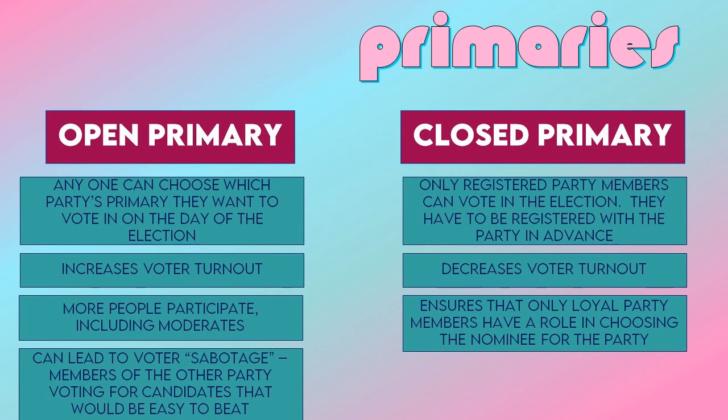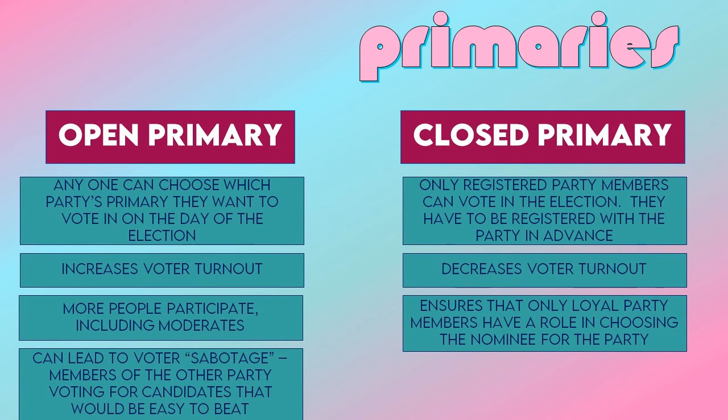The downside here is, I mean, it's not super serious, but it can lead to a little voter sabotage, where really hardcore Republicans can vote in the Democratic primary and they can vote for the candidate that they think is easiest to beat. So since there's no control over who gets to vote, this could open the door to a little bit of sabotage by members of the other party. But that's not a huge concern. It's better to be able to increase voter participation and turnout.